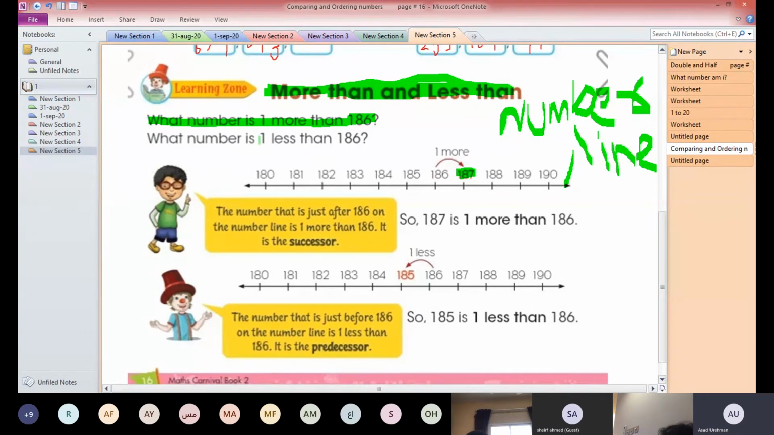Same if I talk about less than, in less than we talk about the previous one. If they ask what number is 1 less than 186, so I will check the number line here. I will check what is one number before 186.